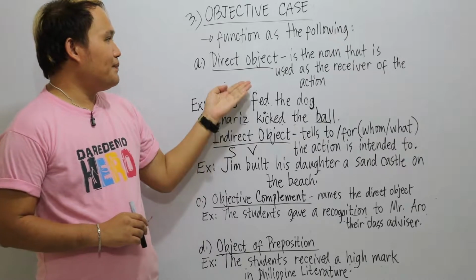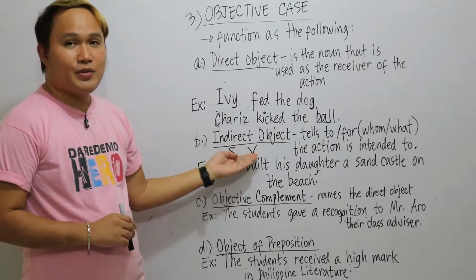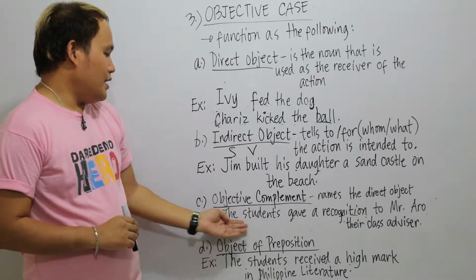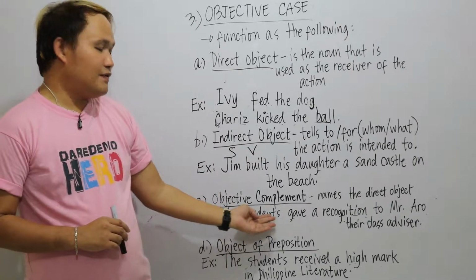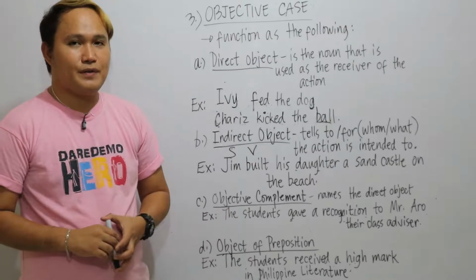We have the direct object. It also functions as an indirect object. Thirdly, it also functions as an objective complement. And lastly, as an object of preposition.